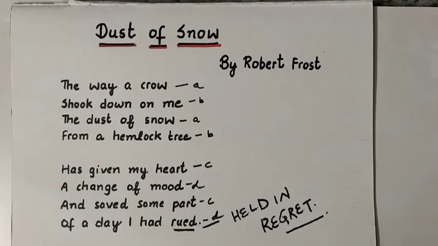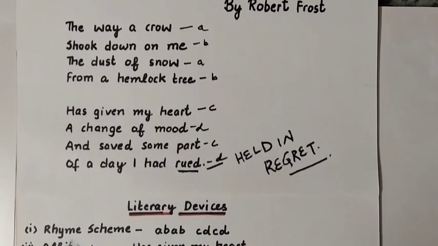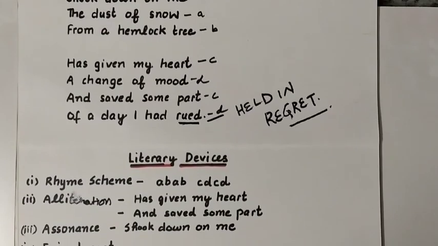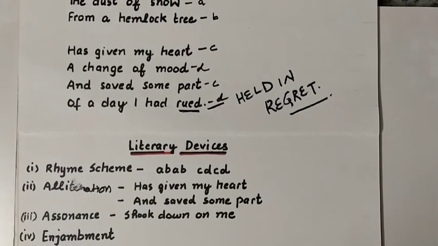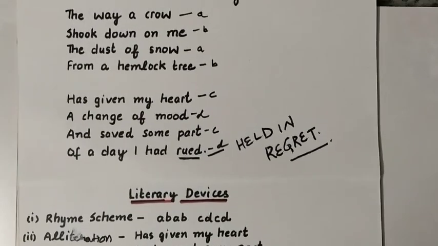Now, as I told you, today we will be discussing literary devices. You might have noticed that I have written some alphabets against each line. In the first paragraph, I have written A, B, A, B. In the second paragraph, I have written C, D, C, D. Now, what are these? This is nothing but the rhyme scheme which Mr. Frost has used in order to write this poem. Okay? It's the rhyme scheme. A, B, A, B, C, D, C, D.